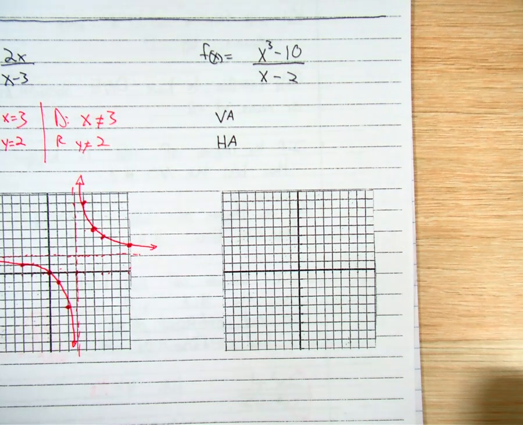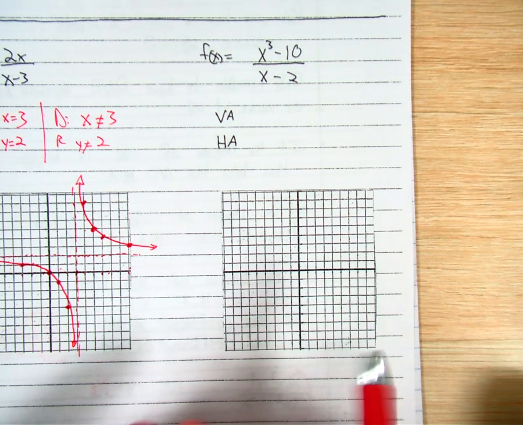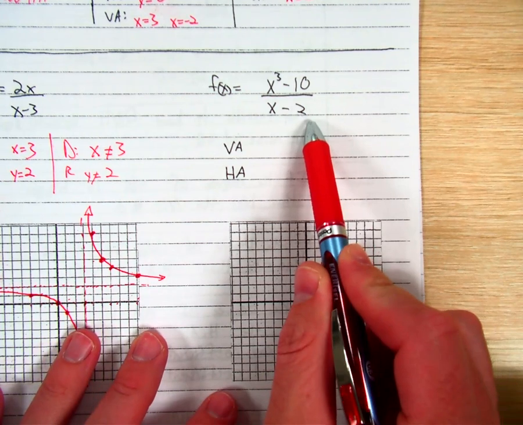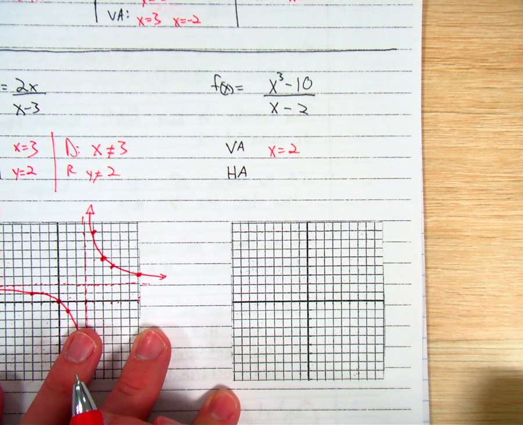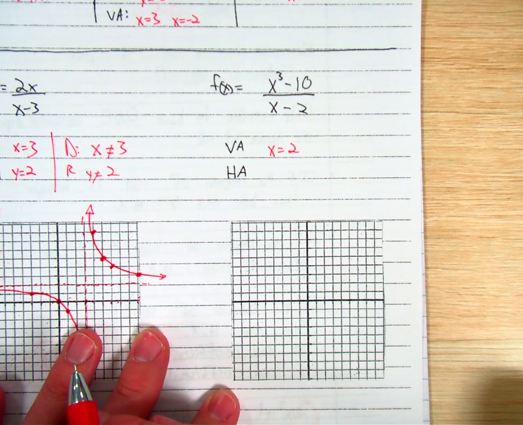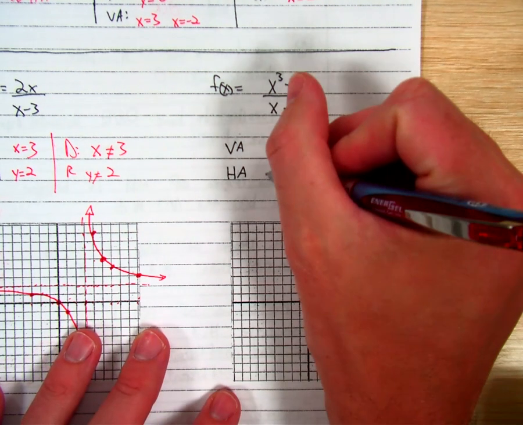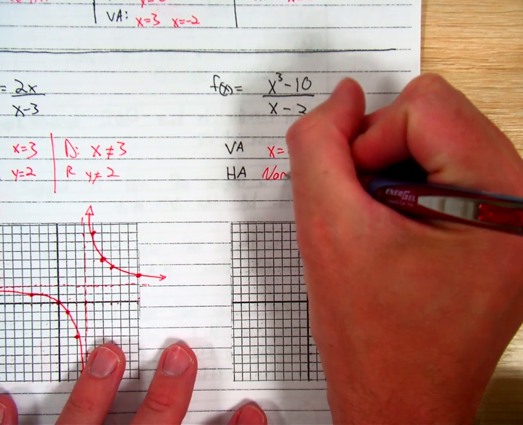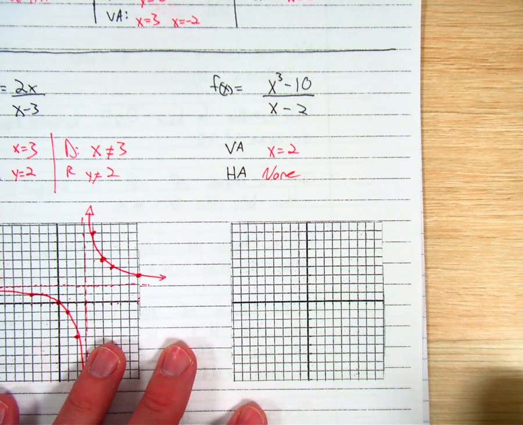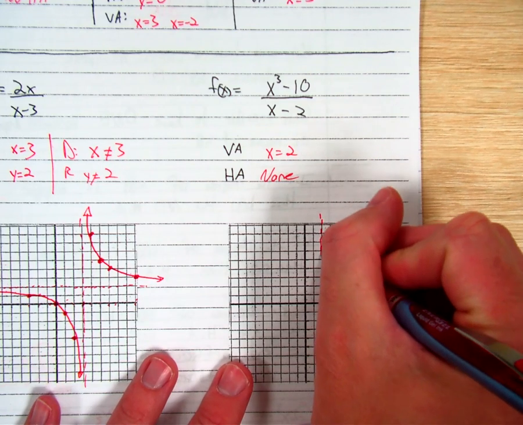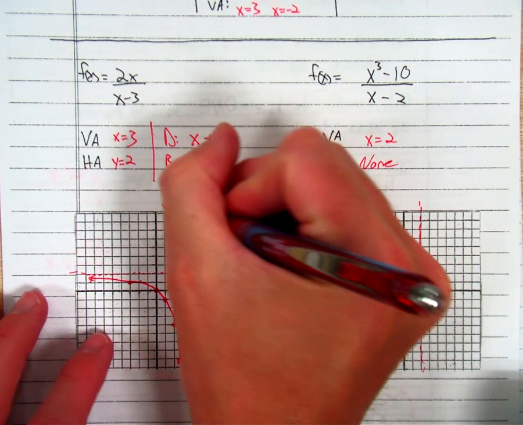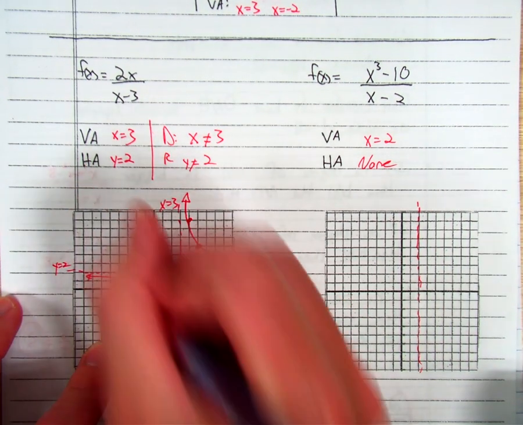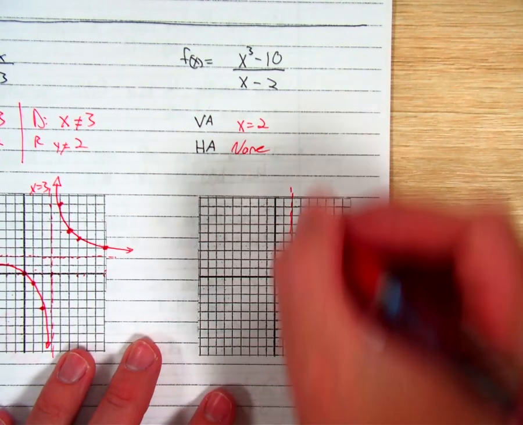Alright, if we're looking at this, x cubed minus 10 over x minus 2. x minus 2, we're going to have a vertical asymptote at 2. Horizontal asymptote, what situation do we have here? Top is bigger. So if the top's bigger, we're not going to have any horizontal asymptote. Okay, so we're going to have our vertical asymptote at 2. We didn't label them on the last one. We should have done that. x equals 3. y equals 2. This one is x equals 2.